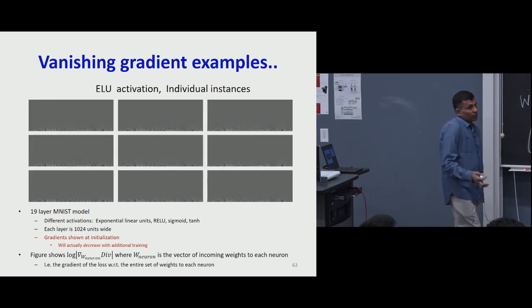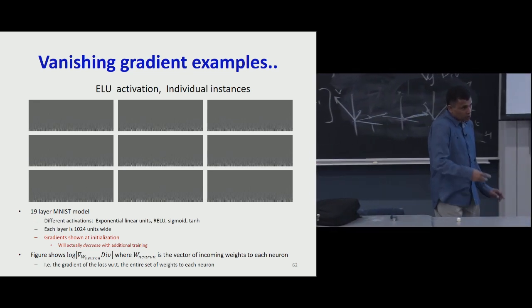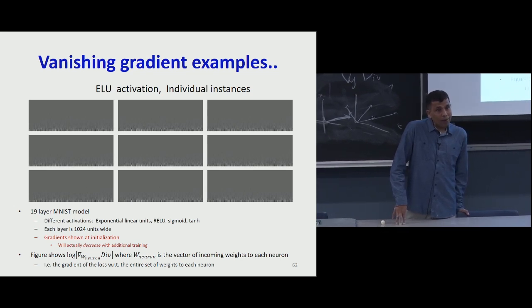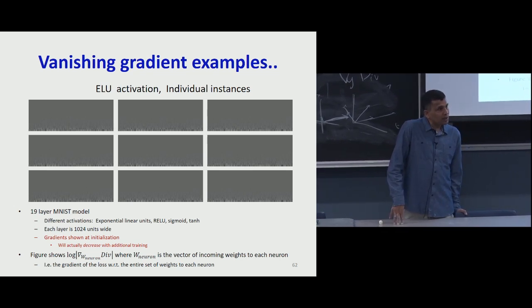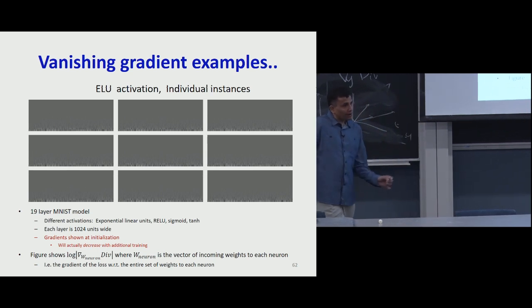Now those are batch gradients. Suppose I look at the gradients for a single instance as opposed to the average over a batch. What happens? The same kind of behavior. As you go backwards through the network, the gradients vanish and become really small really quickly. They disappear very fast, right? And you can see why.